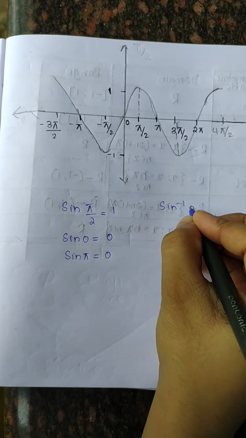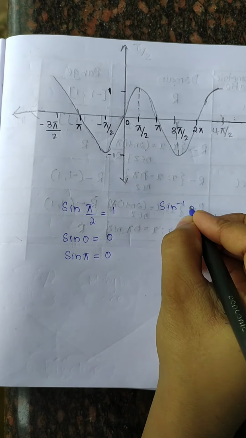What is this? We got 3 values for the inverse function, that is the inverse function of 0. We got 3 values, that is 0, pi and minus pi. These are the 3 values we got.